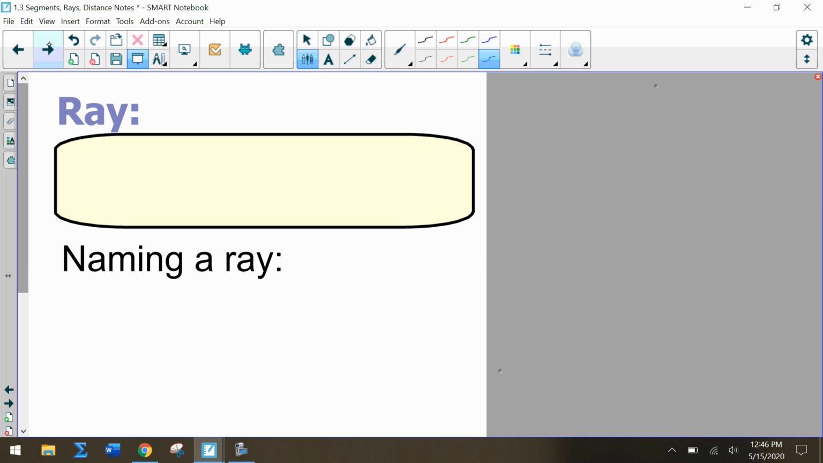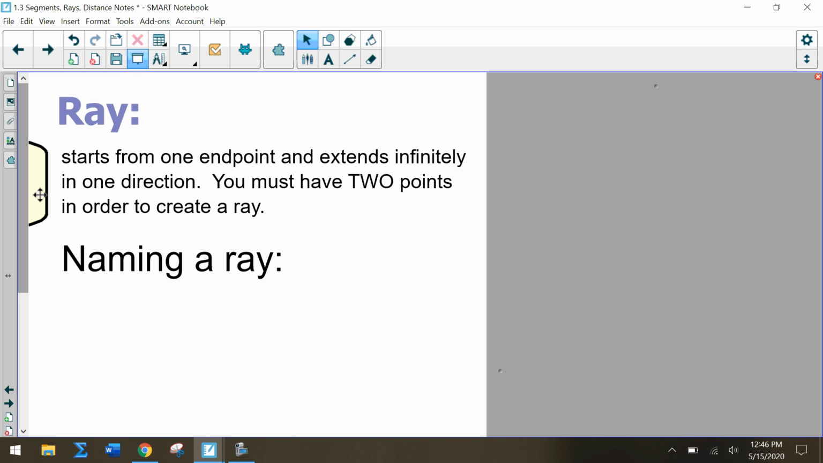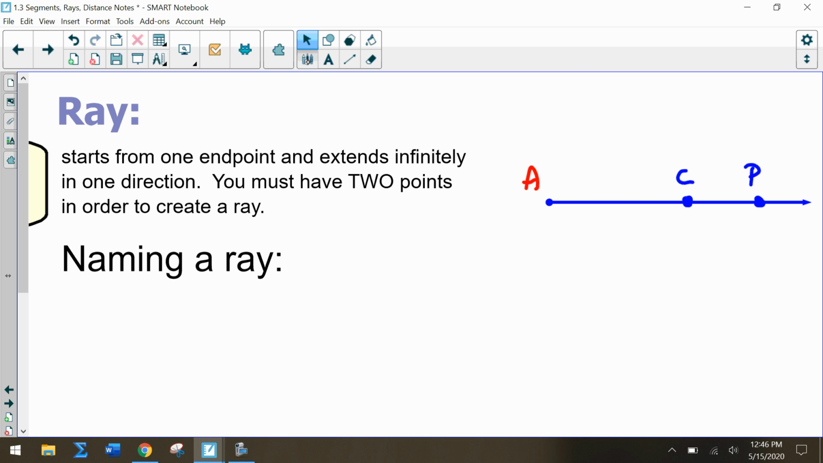Now we're going to talk about a ray. A ray is also a portion of a line, but a ray starts from one endpoint and extends infinitely in one direction. And so you must have 2 points in order to create a ray. So make sure we're writing these down. Here's an example. I have one endpoint, which is A, and if it's extending infinitely, what's the next point it goes through? It goes through point C, so I can name this ray as A through C, but I'm going to draw an arrow to the right to show that it's a ray.